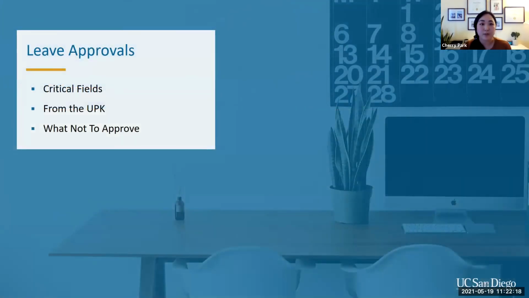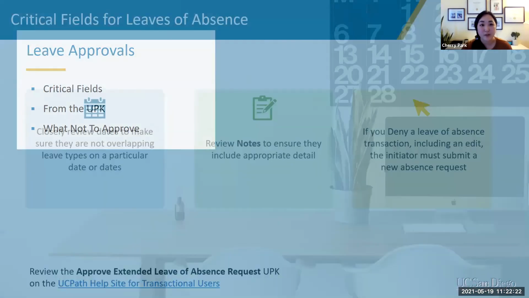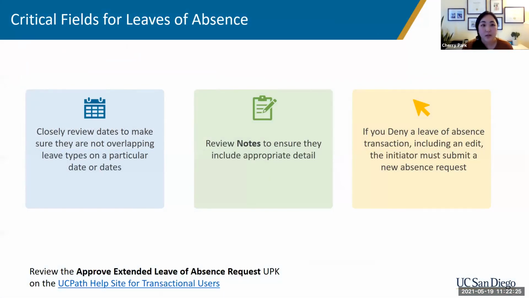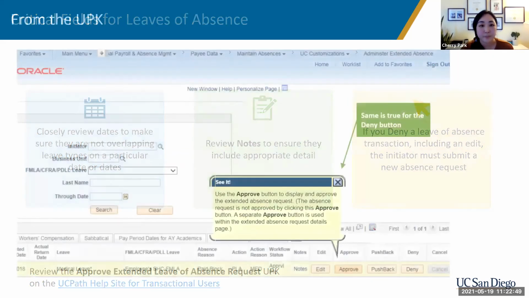Leave approvals, critical fields from the UPK and what not to approve. So here are the critical fields for the leave of absence. You'll want to closely review dates to make sure they are not overlapping leave types on a particular date or dates. Review notes to ensure they include appropriate detail. And if you deny a leave of absence transaction, include an edit. The initiator must submit a new absence request.